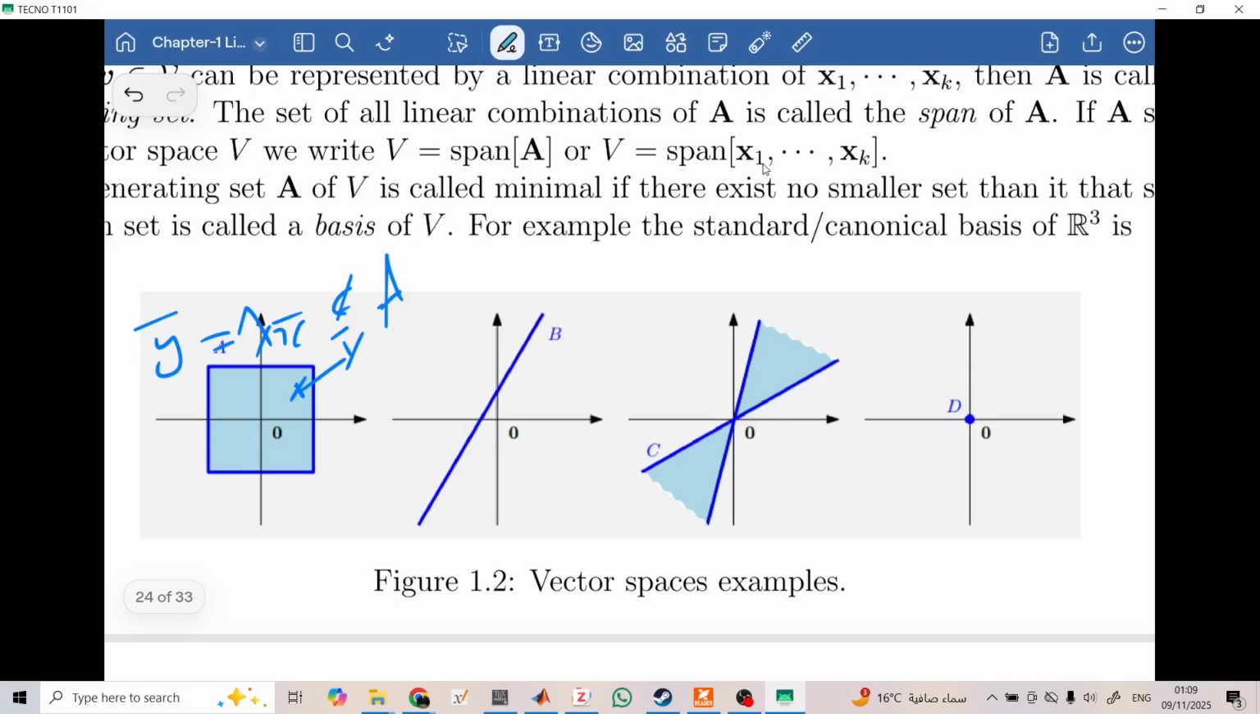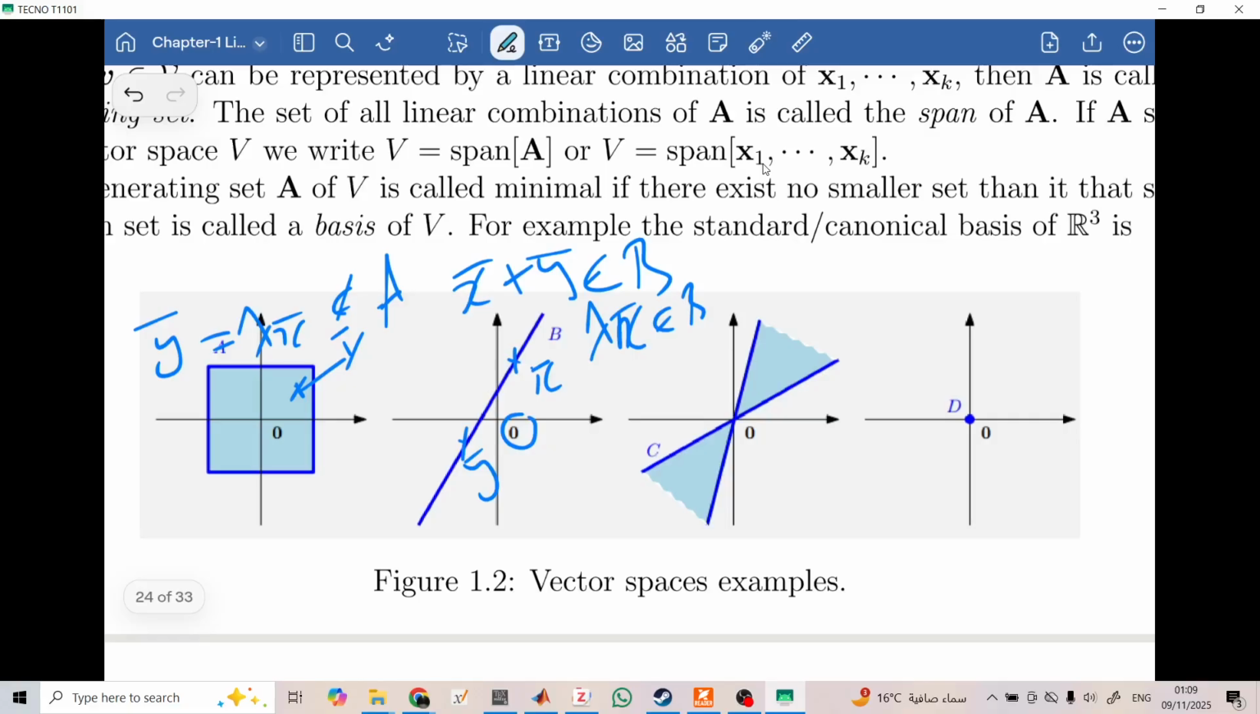If we look at B, any point in B, if you add any other point to it, will still remain in the same set. If you multiply it, let's say this is x and this is y, x plus y is still in B, lambda times x is still in B. So it is a vector space, but not a subspace because it does not contain the origin.